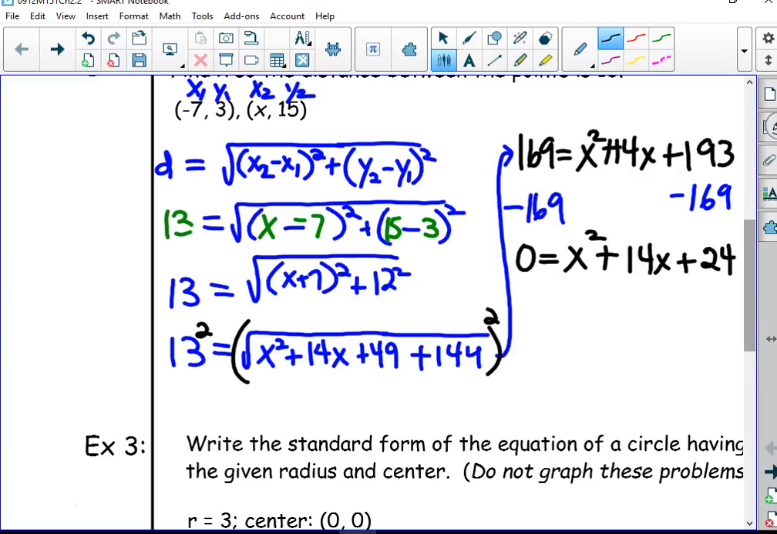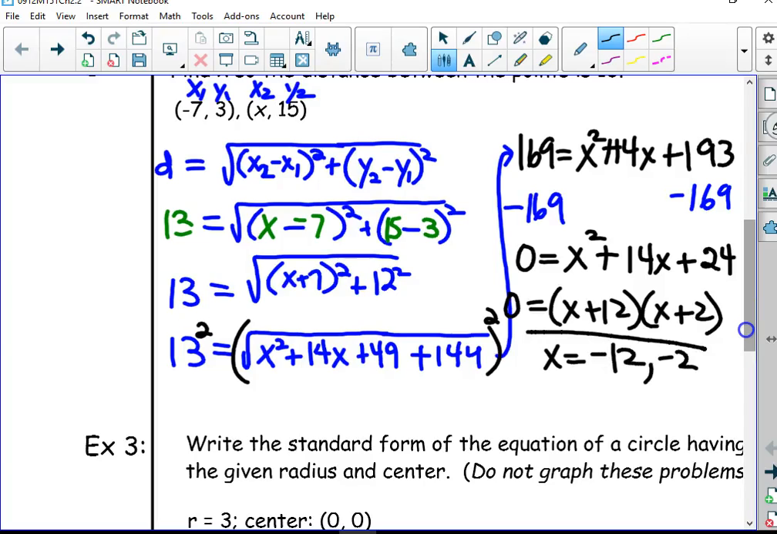Okay, factors of 24 that will add up to give 14 is 2 and 12. So we can factor this, x plus 12, x plus 2. That gives us our two solutions, x equals -12 and -2. And we're done.